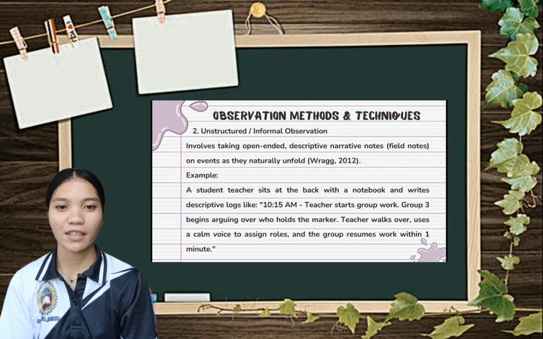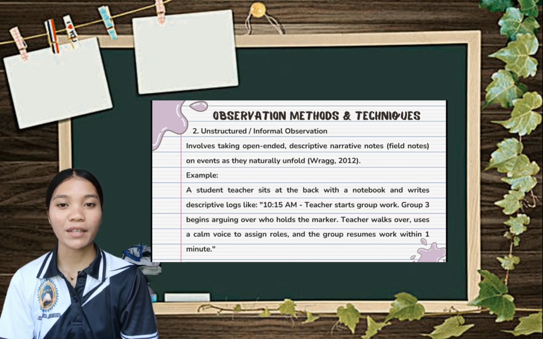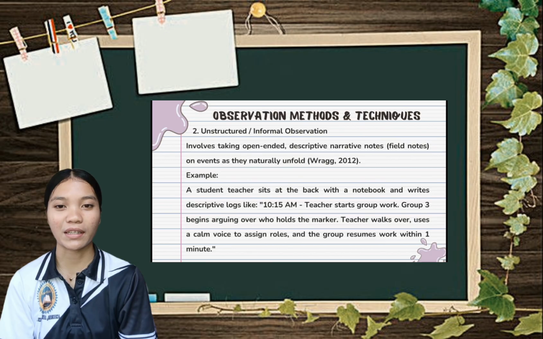The second technique is unstructured or informal observation. Unlike structured observation, this technique uses open-ended and descriptive notes, commonly called field notes. The observer records events as they naturally happen in the classroom. For example, an observer might write, "At 10 a.m., the teacher starts group work. Group 3 begins arguing who will hold the marker. The teacher calmly assigns roles and the group resumes working within 1 minute."